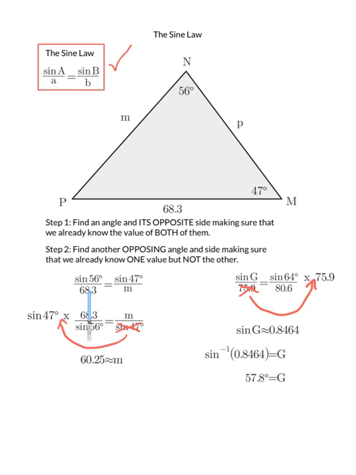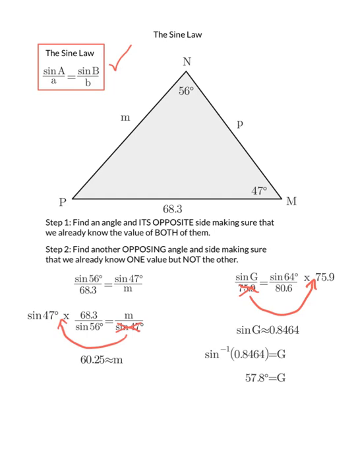56 degrees is opposite to 68.3. Super important. If you did your work and that's not what you did, change that. You're going to have to redo your work because your answers won't be correct. Sine of 47 over m. 47 and m are opposite to each other.